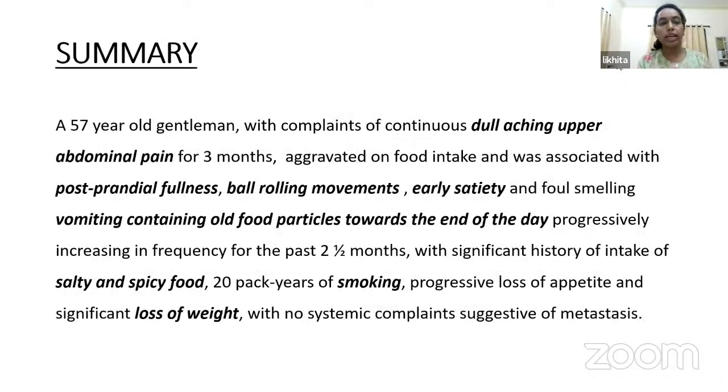Summarizing my history, it is a 57-year-old gentleman with complaints of continuous dull aching upper abdominal pain for 3 months, aggravated on food intake, and associated with postprandial fullness, ball rolling movements, early satiety, and foul-smelling vomiting containing old food particles towards the end of the day, progressively increasing in frequency for the past 2.5 months, with significant history of intake of salty and spicy food, 20 pack years of smoking, progressive loss of appetite, and significant loss of weight, with no other systemic complaints suggestive of metastasis.